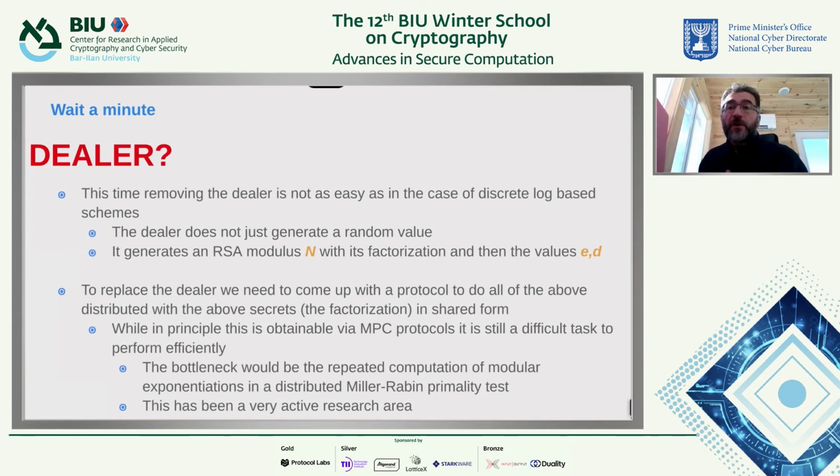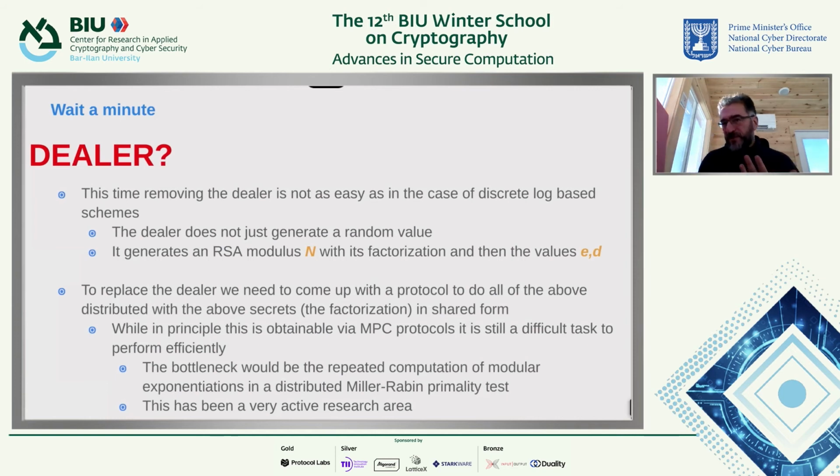Now, in principle, you could use an MPC protocol, because we know that MPC can do anything, but this would still be a pretty difficult task to perform efficiently, because if you think about how centralized RSA generation works, you select a random number, you run the Miller-Rabin primality test until you find a prime, then you do it again, and then you multiply the two primes together.